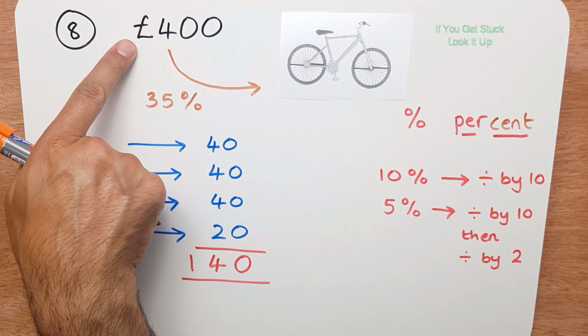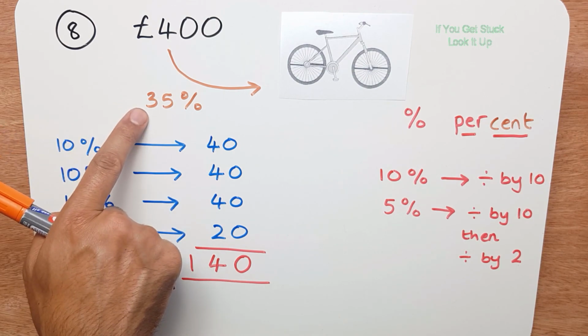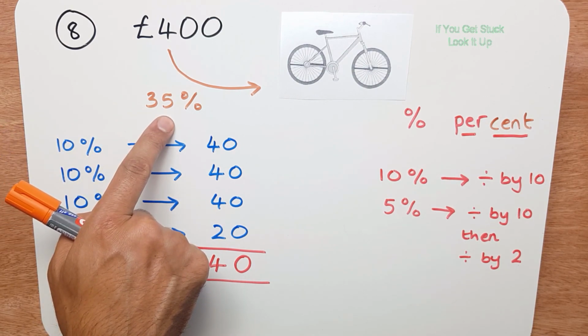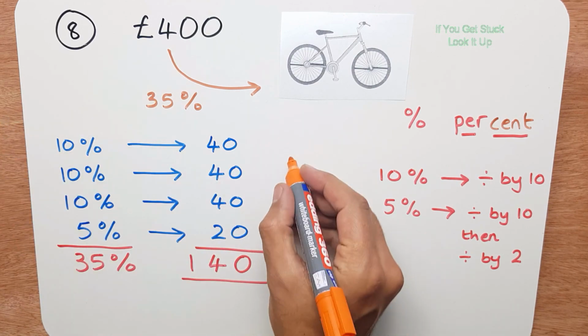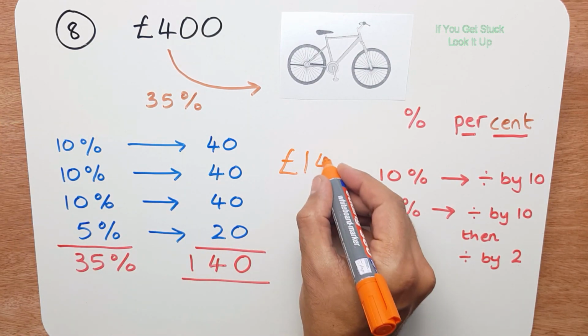So Jack has £400. He spends 35% on his bike. And 35% of 400 is £140.